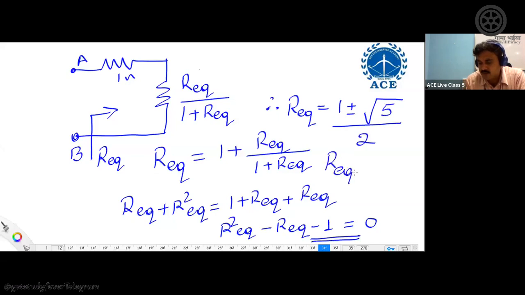R equivalent will be, resistor will never be negative. Resistor magnitudes are always positive. So take positive values. So how much you will get? Just simplify that. 1 plus root 5 divided by 2. So you will get 1.618 ohms. That's all. So this will be your R equivalent for this particular case.